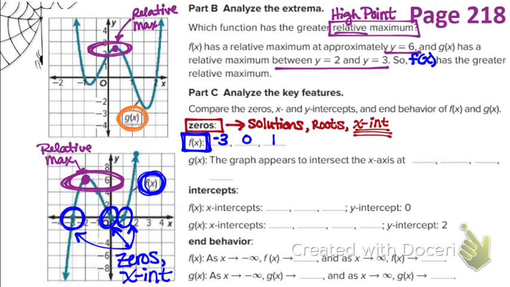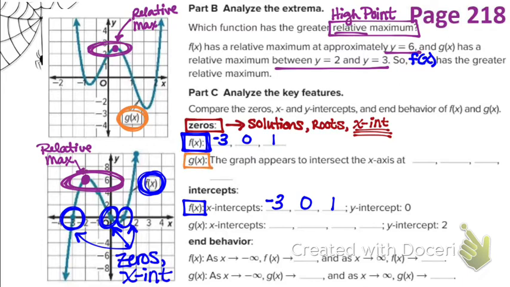What do they ask me about right here? What do they want me to tell them about right here, guys? X-intercepts. Didn't we list those already? So we know what goes on those 3 lines. Where are my x-intercepts? -3, 0, and 1.